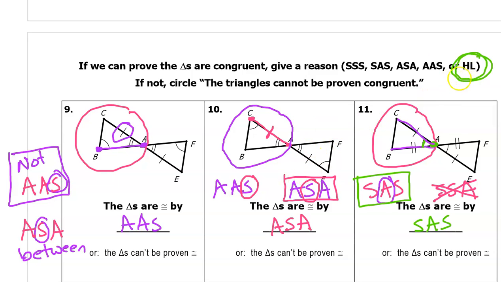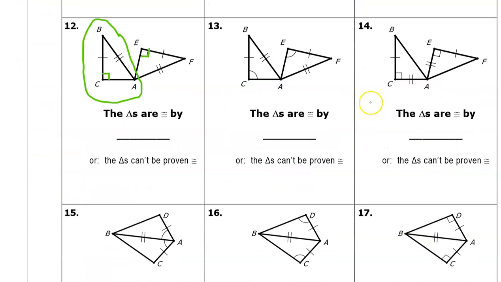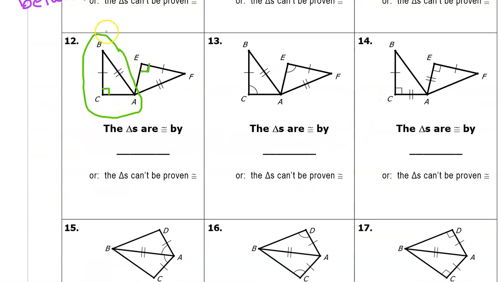Just because it's a right triangle doesn't mean it will be hypotenuse-leg. You have to know what the word hypotenuse means. So when I look at this triangle, what part of this is the hypotenuse? Do you know? So this would be the hypotenuse right here. The hypotenuse is always the side that is across from the 90-degree angle. So this is the hypotenuse. Now, any other side is going to be a leg.